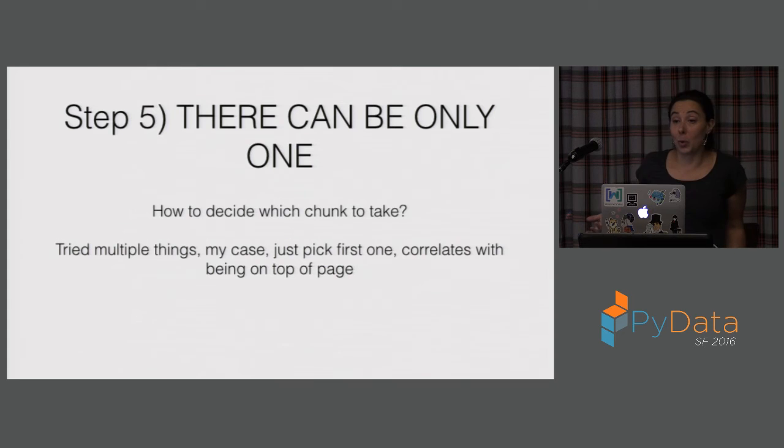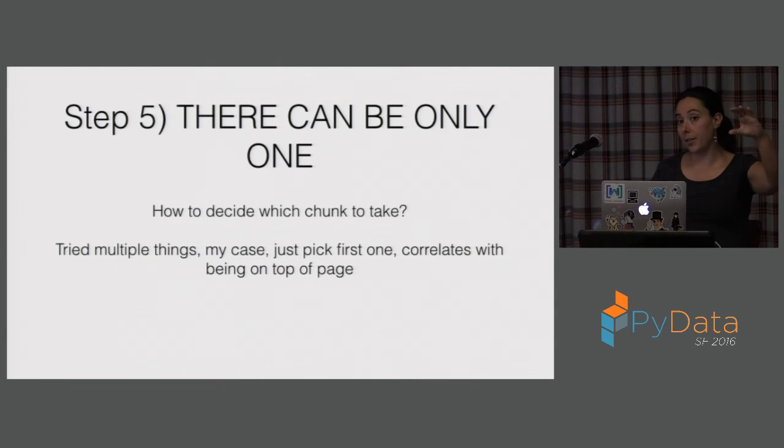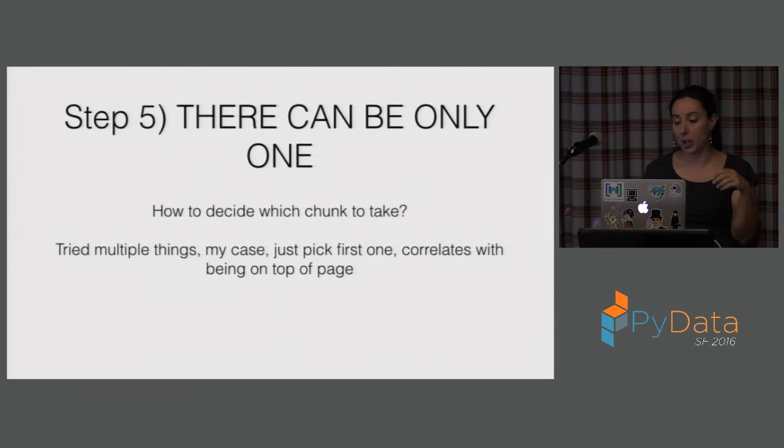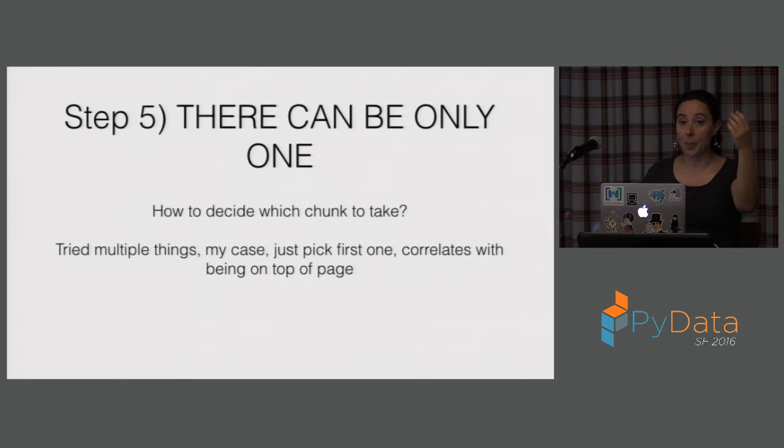So I essentially just tried a whole bunch of stuff and then tested it to see which one had the best accuracy. I tried picking the first chunk that got labeled as true, as having the publication date. I tried picking the last one. I tried picking the one that occurred the most often in the page, where I counted how many times it occurred versus the other candidates.